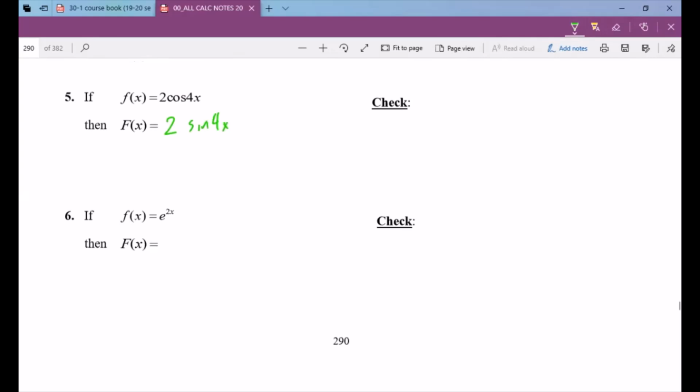But if I've differentiated sine 4x, I get cos 4x, but remember chain rule, we also have to multiply by the derivative of the inside. And because in differentiating, I would be multiplying that by 4, therefore, I have to divide this by 4. So being plus c, we end up with 1/2 sine 4x plus C.